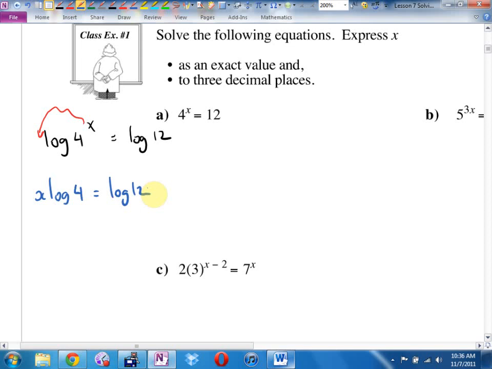Oh, hang on. x equals log of 12 divided by log of 4. Or, Jessica, they may write it this way: the log base 4 of 12, because that is really what you would type to get that.